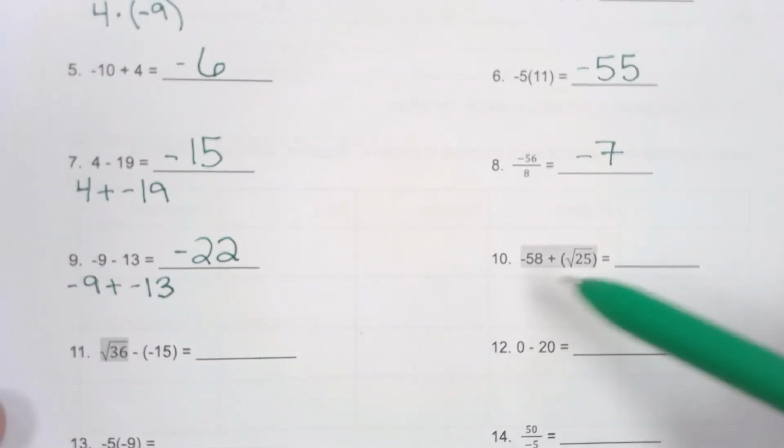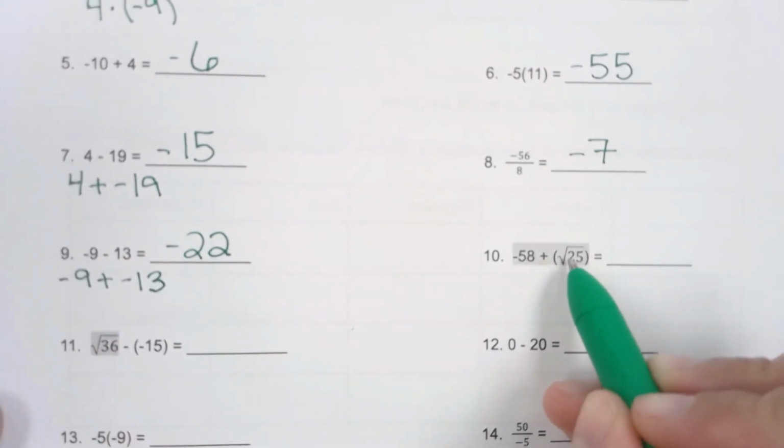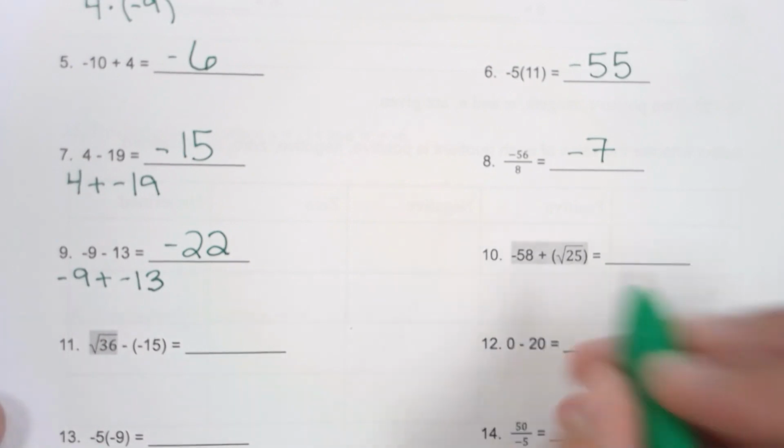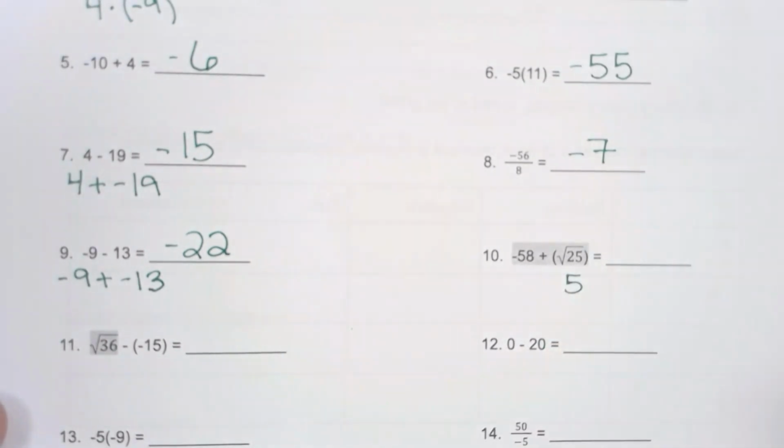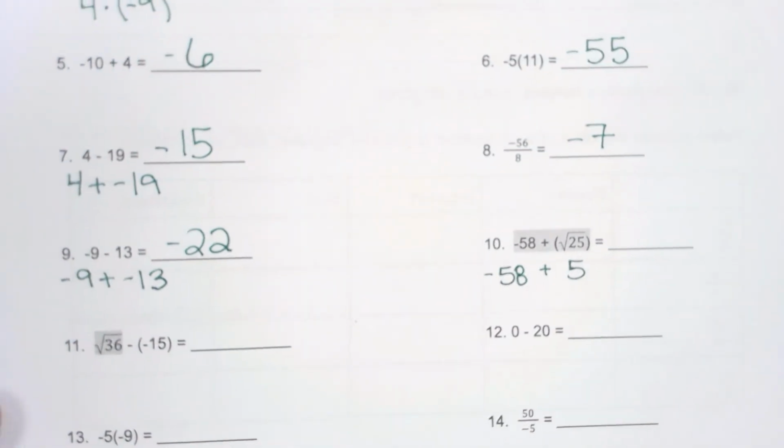All right, next one here. So I see that I can simplify this square root. So what number times itself gives us 25? That would be 5. And then now I can simplify the whole expression here.